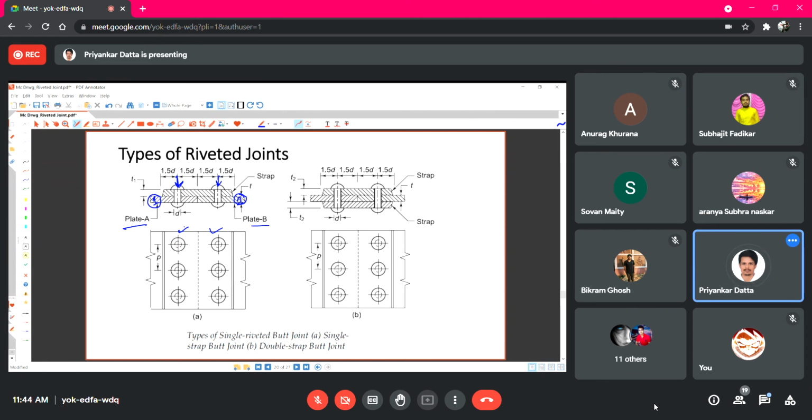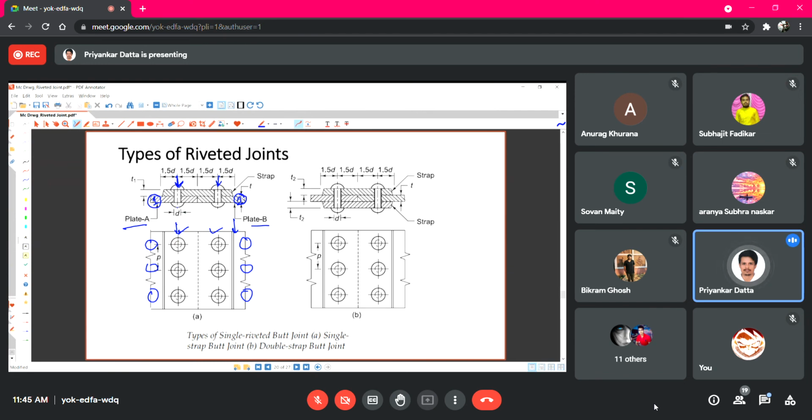So for this part, there will be additionally one more row, and for this part, there will be additionally one more row. And accordingly, also the strap size will be increased. Now you can understand, since we are using some additional strap, the weight and the size of the riveted joint will further increase.